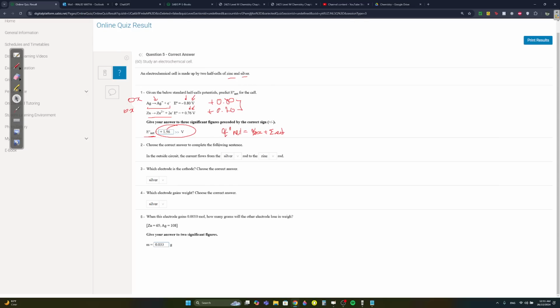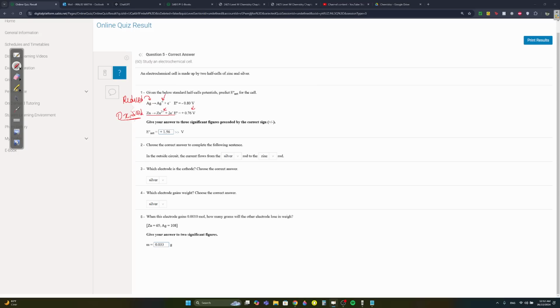Then they say, where does the current flow from what to what? In this case, these are both oxidation potentials because they gave you oxidation reactions for both. This one has a negative oxidation potential. If it's negative, does it want to be oxidized? No. It means it wants to be reduced. So Ag is being reduced. This one has an oxidation potential that's positive. So what does that mean? It means it wants to be oxidized.